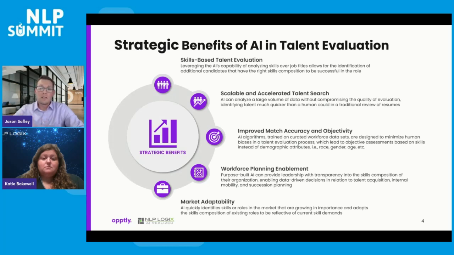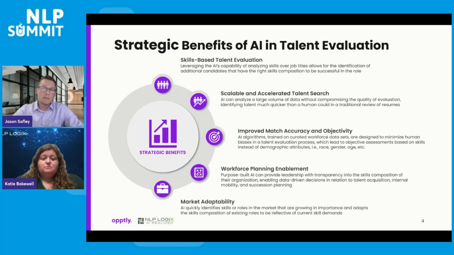In addition to acceleration, accuracy and objectivity are really important, and we'll touch on this as we talk through bias. The AI is purposely trained to focus just on the skills. It's trained to omit race, gender, age, and any protected class attributes in its evaluation of a person. So what that means is you're minimizing, you're mitigating, some of that human bias that traditionally would happen in the upfront process with recruiters searching out for talent by traditional means.